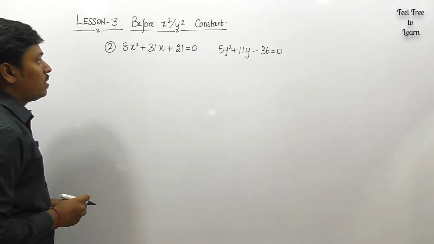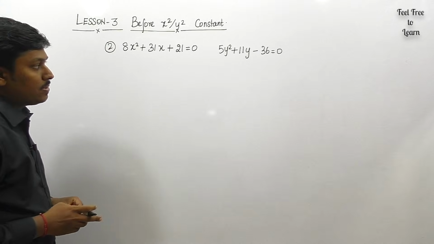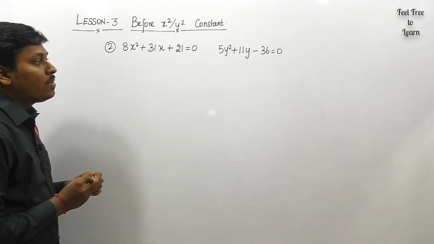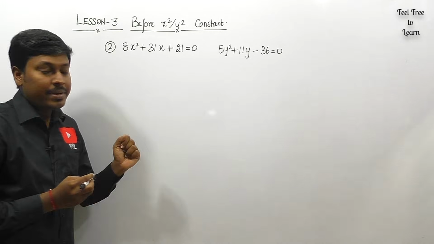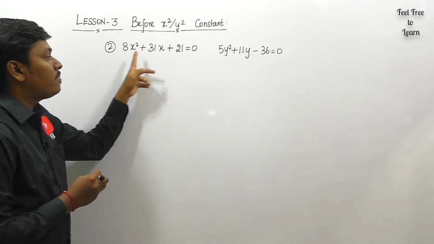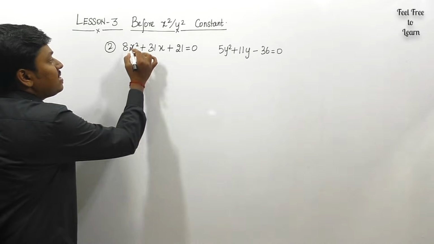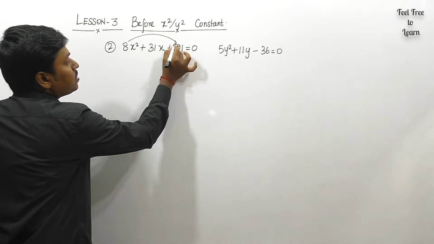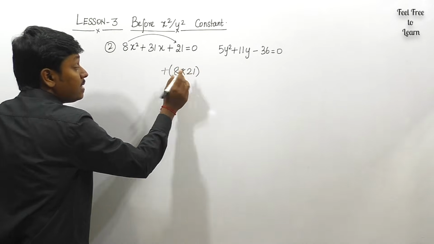Question number 2. 8x square plus 31x plus 21 is equal to 0. And 5y square plus 11y minus 36 is equal to 0. Both equations are quadratic equations, and before x square we have some constant. Similarly before y square we have some constant. So friends, initially we need to multiply this 8 into 21. Don't waste your time by multiplying both the numbers.